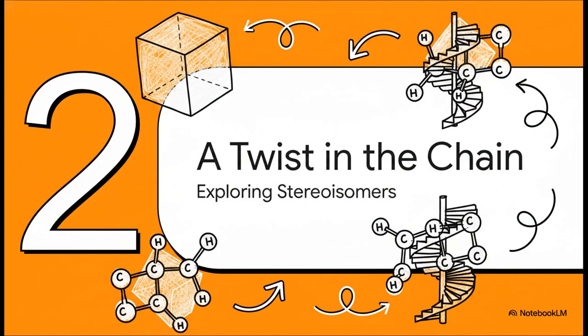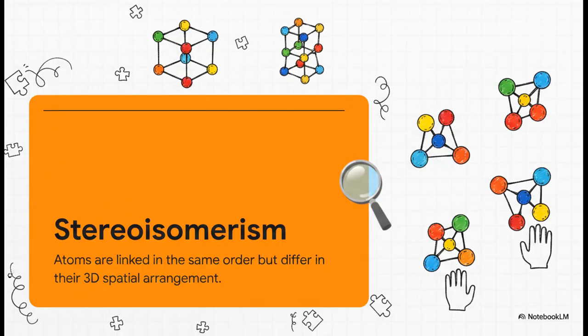Because to understand this, we have to stop thinking in 2D drawings on a page. We have to start thinking in 3D. Welcome to the world of stereoisomers. Stereoisomers are just fascinating. They have the exact same structural formula. That means every atom is connected to the exact same neighbors. The only difference, the only one, is how they're arranged in 3-dimensional space. The instruction manual is identical, but the final building just has a different shape.